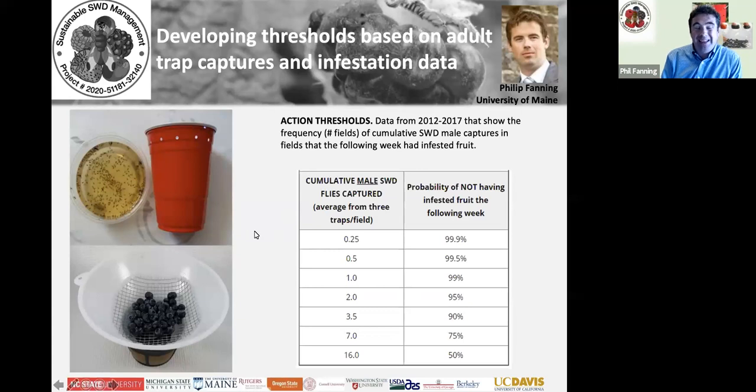So we were able to look at our trap captures and correlate that to our fruit infestation. So our trap captures are based on males, mostly because males are easy to spot with those spots in the wings. And how it works is you get a cumulative average for the number of males per those 3 traps, and then that would correlate to the possibility of not having or having infestation in your fruit the following week. So if you look at this table on the right-hand side, you can see if you had an average cumulative male trap capture of 3.5 males, that would mean you have a 90% chance of not having infestation, but a 10% chance of having infestation that following week. So that's a threshold that's commonly used here, 3.5 cumulative average males.